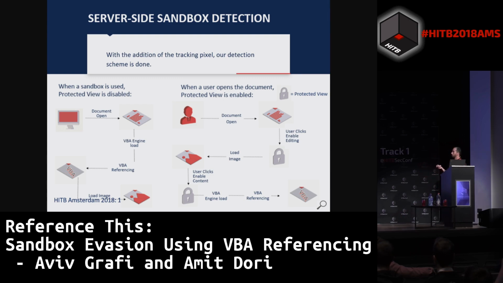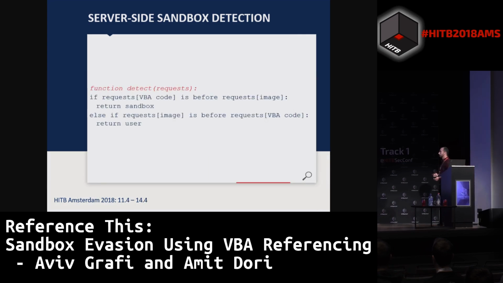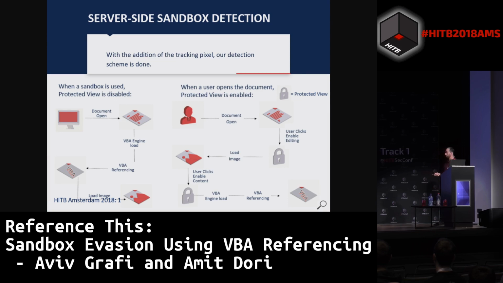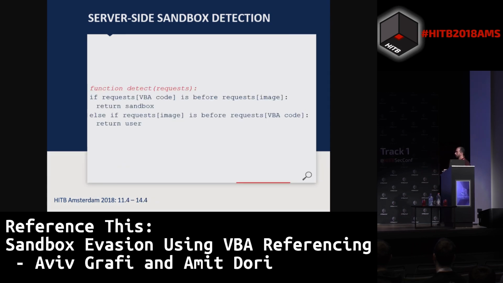So as an attacker, I am hosting both the remote VBA project and the image as well. And I've created a document that contains these two elements and tries to load them. And now I'm sitting on the attacker side, intercepting the requests, and I'm trying to decide whether it's a sandbox or a user. And I'm looking at the request, and I'm saying, okay, if I'm seeing requests for the VBA code before I'm getting requests for the image, then this must be a sandbox, because the sandbox is asking for the code and then for the image. And if I look at it the other way and I'm seeing requests for the image and only then requests for the VBA code, then I can decide that this is a user.